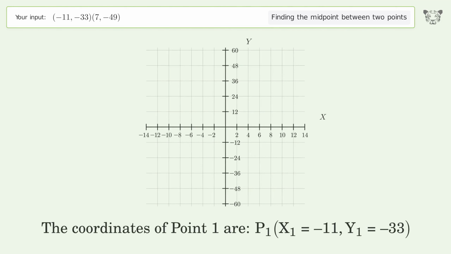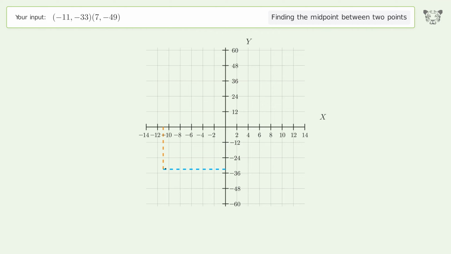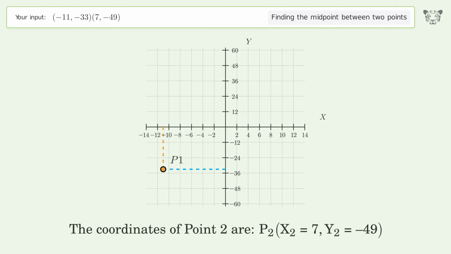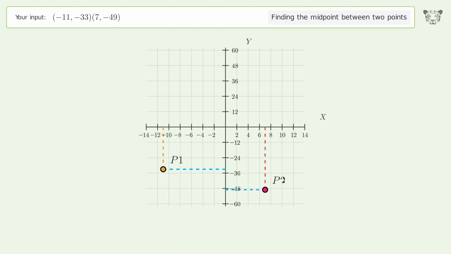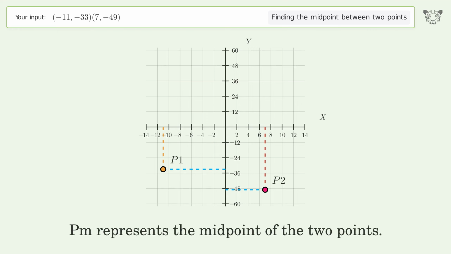The coordinates of point 1 are, x1 equals -11, y1 equals -33. The coordinates of point 2 are, x2 equals 7, y2 equals -49. PM represents the midpoint of the 2 points.